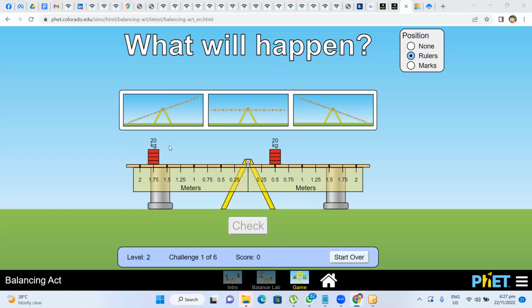How many of you are saying the left side will go down? Can you raise your hand? Okay, Tisula is saying so. Only Tisula. Netuka was saying so too. Right. So how many of you are saying it will balance? No one. Okay. How many of you are saying it will go the other way, the right side will go down?